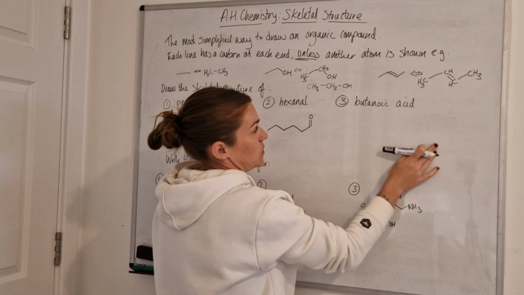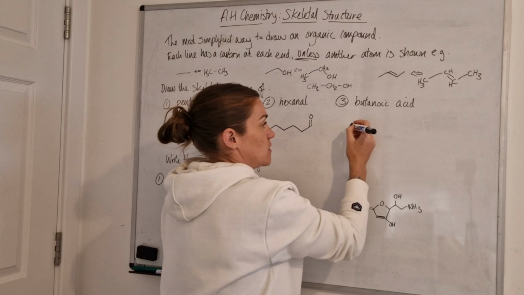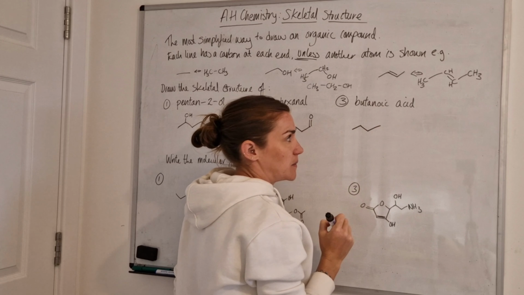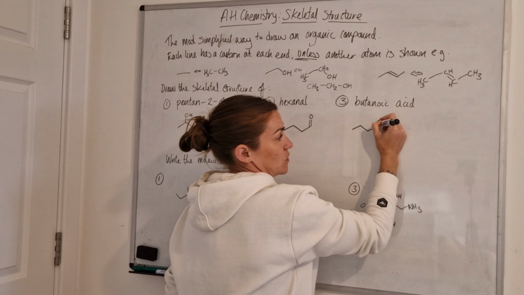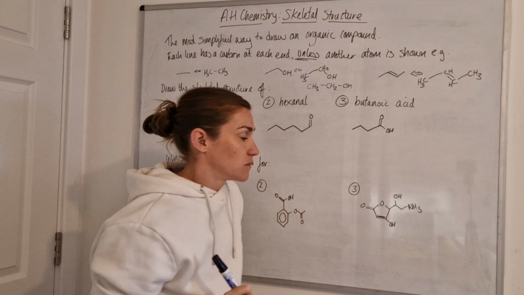Then if we go to butanoic acid, that's a carboxylic acid with 4 carbons. So 1, 2, 3, 4, that's our carbon chain. And then we need to put our carboxyl group at the end. So we do our double bond oxygen and then the OH.